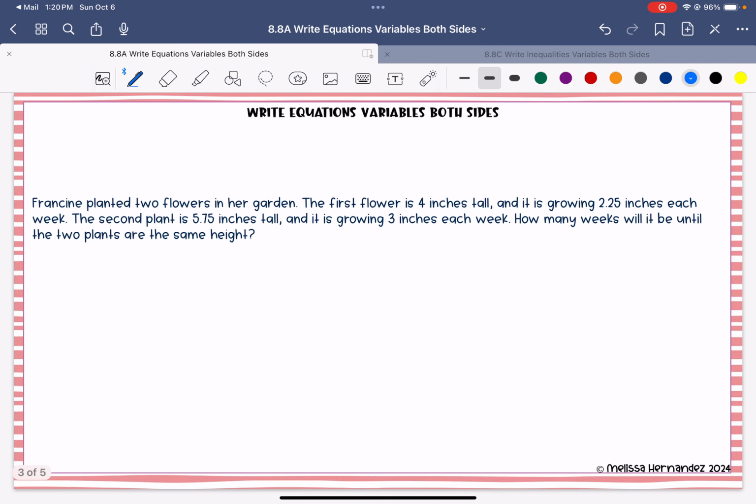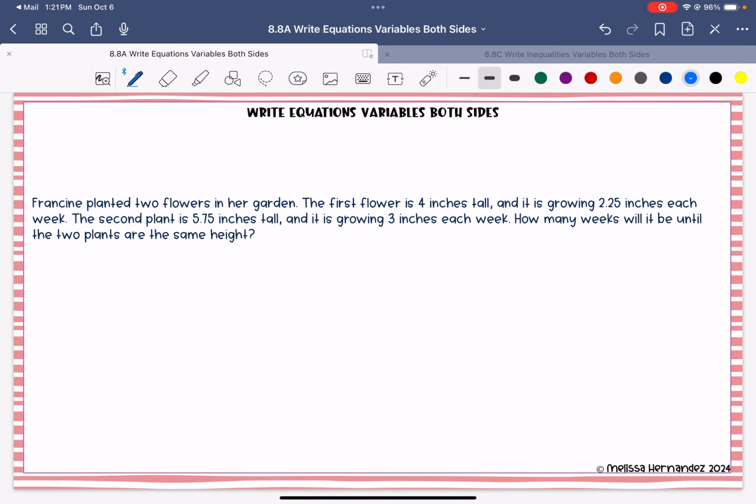All right, for our first example, it says Francine planted 2 flowers in her garden. The first flower is 4 inches tall, and it's growing at 2.25 inches each week. The second plant is 5.75 inches tall, and it's growing 3 inches each week. How many weeks will it be until the 2 plants are the same height?